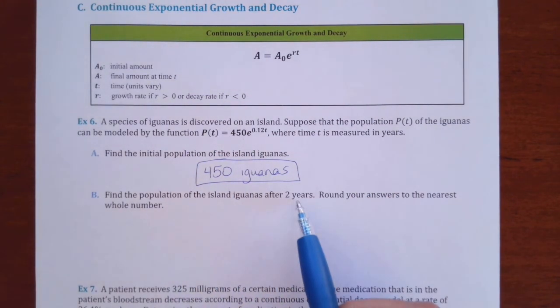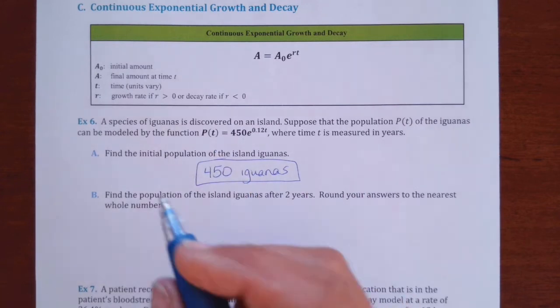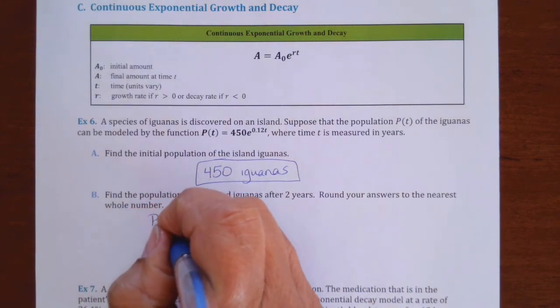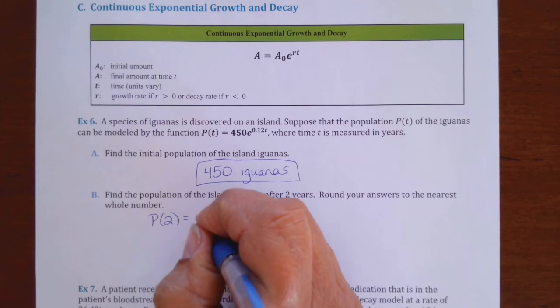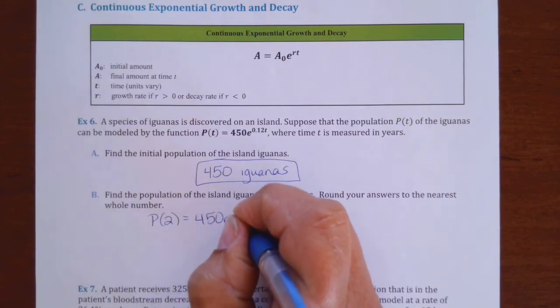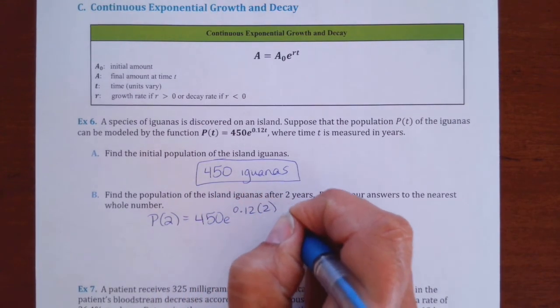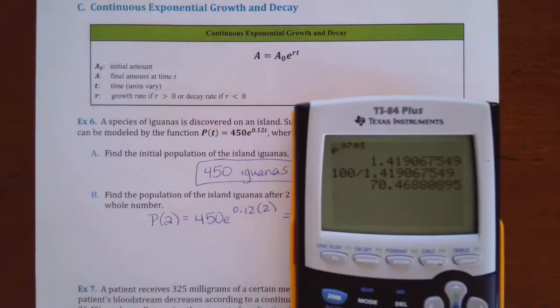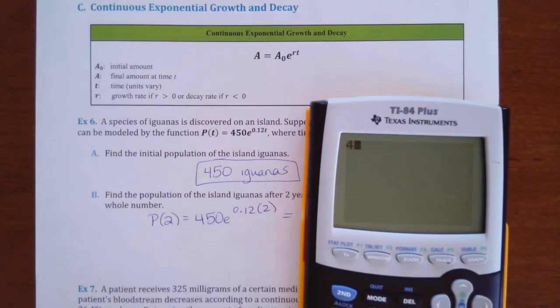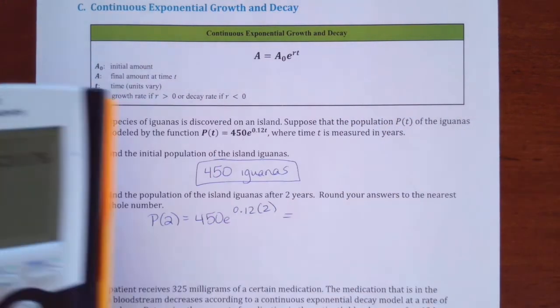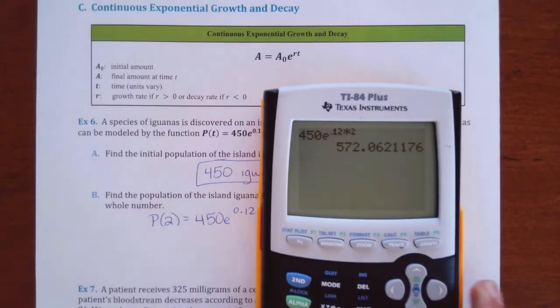Find the population after 2 years. So we're going to substitute in 2. We're going to find P of 2. So 450e to the 0.12 times 2. Again, we're going to do 450e raised to the 0.12 times 2, and it gives us 572, rounding to the nearest whole number. We don't want part of an iguana, so just 572.